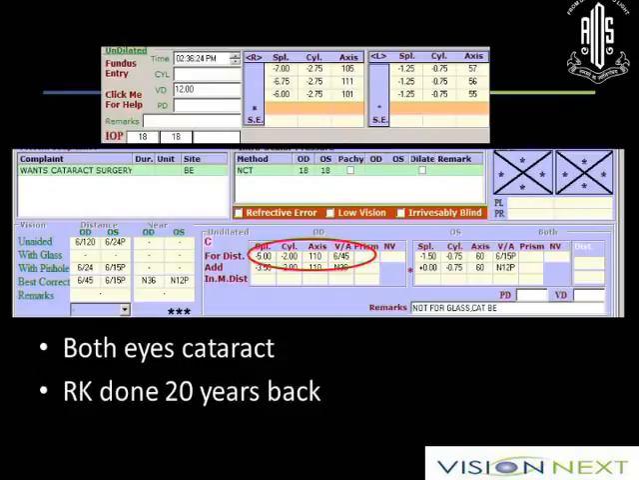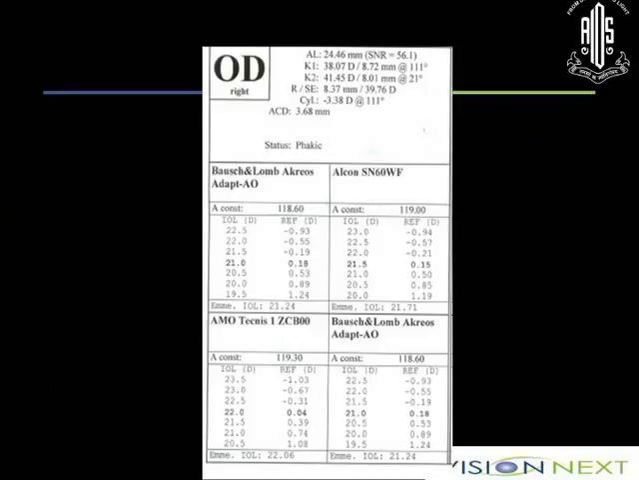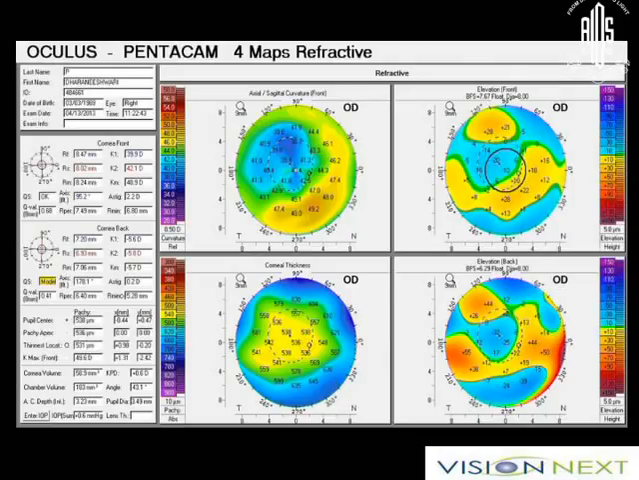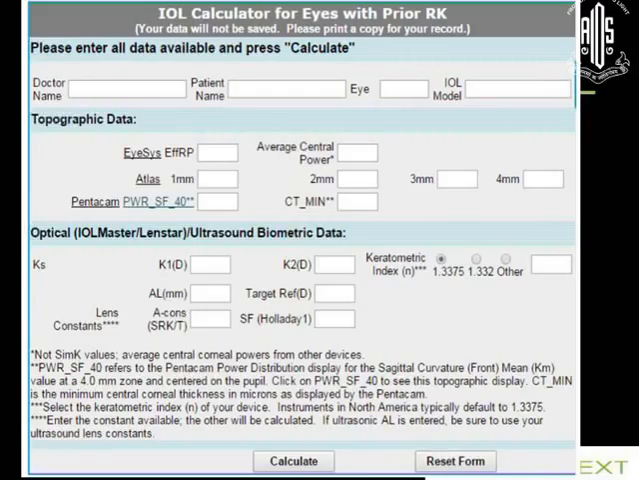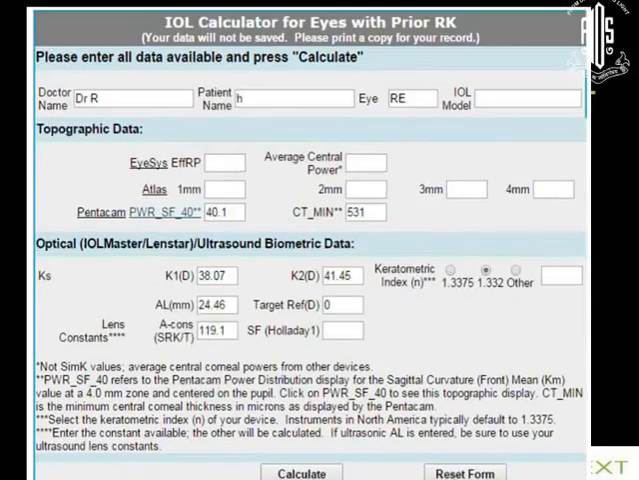This is a post-RK patient, done 20 years back. She had an IOL Master calculation, and if you see here, I want you to notice 21.2 for the IOL, which is what is given by this machine. I have the Pentacam, I have the EKR value, I have the 65% mean, which I just put in a post-RK calculator as told earlier. I put the K values from the IOL Master, and I put the axial length, I put my A constant.